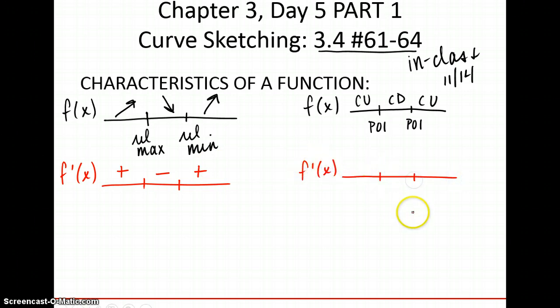Yesterday, the second discussion question in class, we talked about what concavity tells us about the graph of the derivative. So on an interval where a function is concave up, the derivative is increasing. On an interval where the function is concave down, the derivative is decreasing and then increasing again.